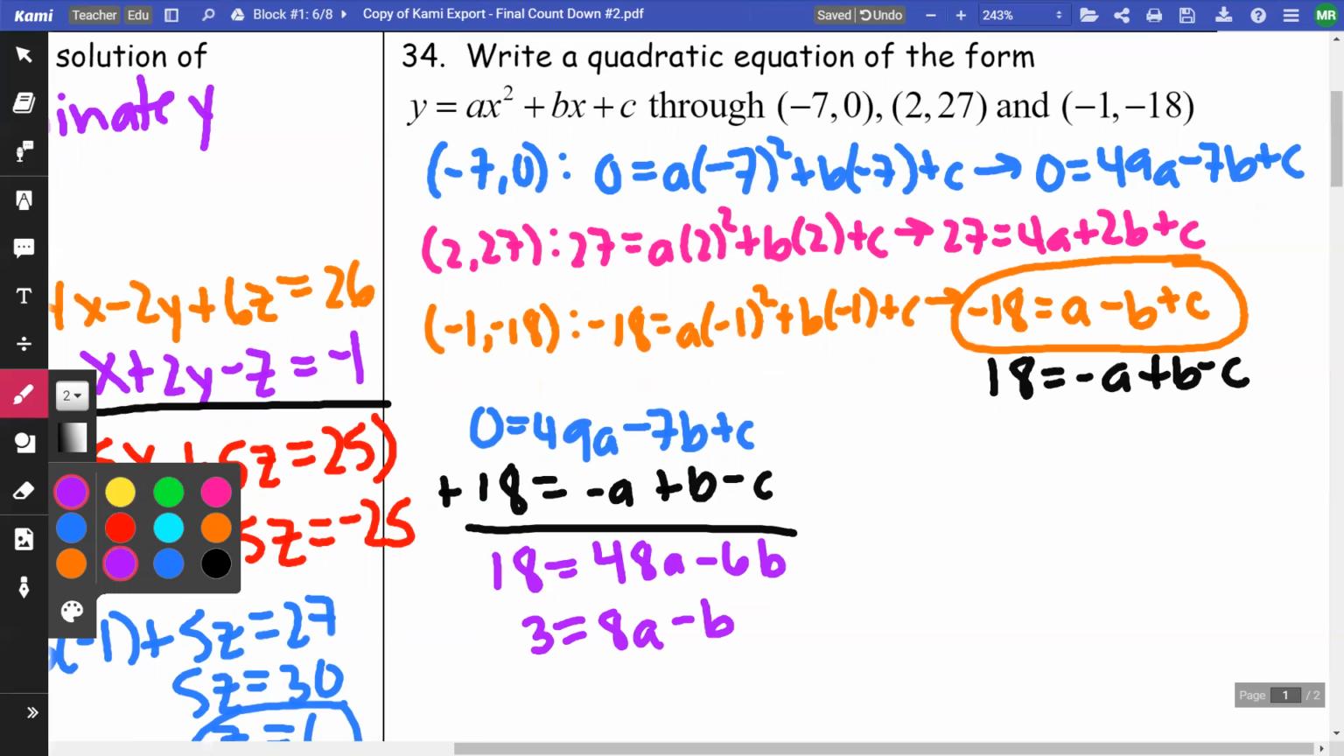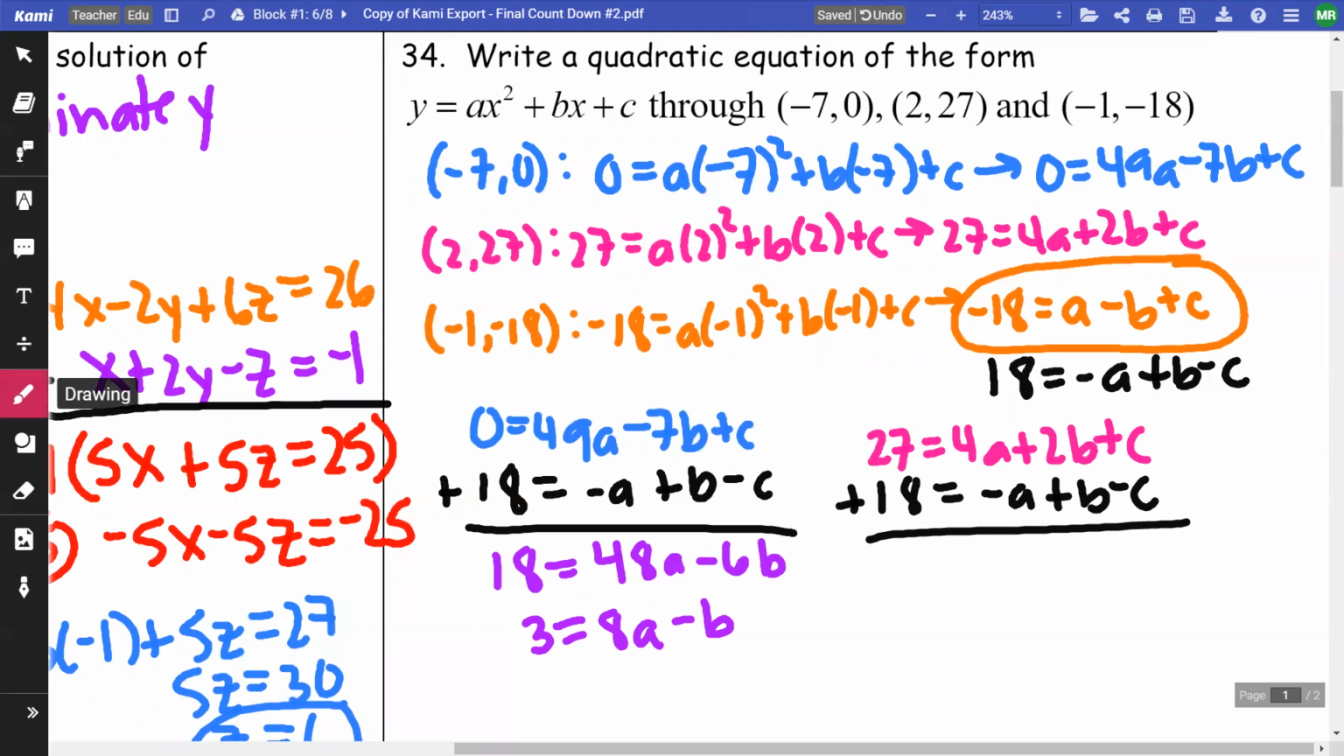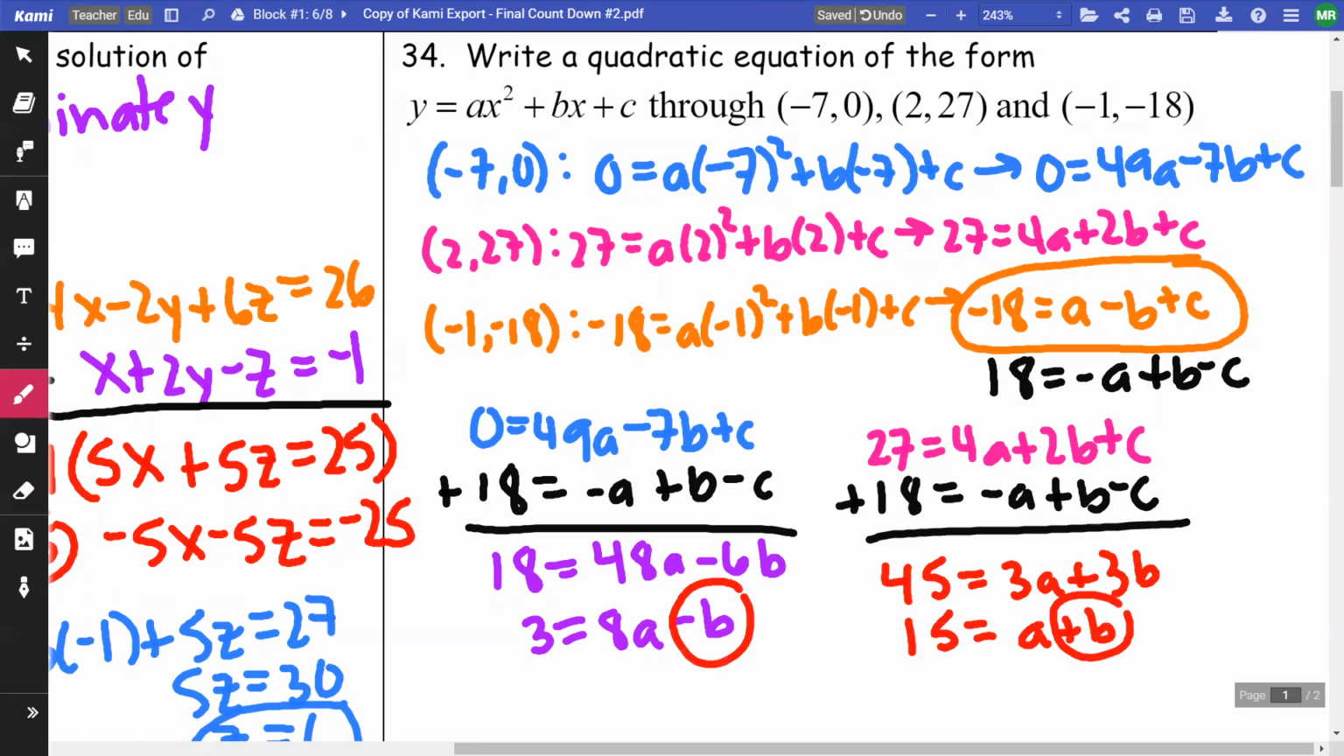Now I'm going to take my pink equation, which was 27 equals 4a plus 2b plus c, and use that same 18 equals -a plus b minus c. Add those up, and I am going to get 45 is equal to 3a plus 3b. I can divide everything here by 3, so that'd be 15 is equal to a plus b. And now you'll notice that I have a negative b and a positive b, so I can add these together and eliminate those.